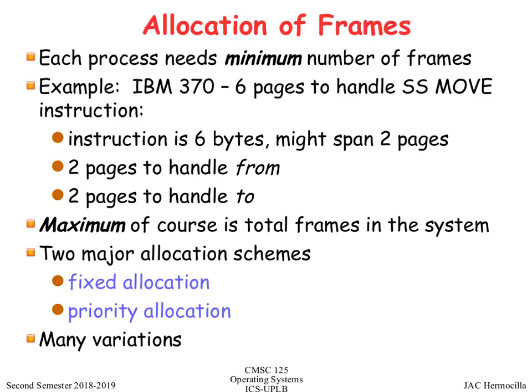The maximum, of course, is the total frames in the system. Of course, you could allocate all the available frames to that process. However, we want to improve or increase the degree of multiprogramming, so you would not allocate all of them. Okay? So that's the ideal, especially if you have a multiprogramming system. So there are two major allocation schemes: we have the fixed allocation and priority allocation. Of course, there are many variations.